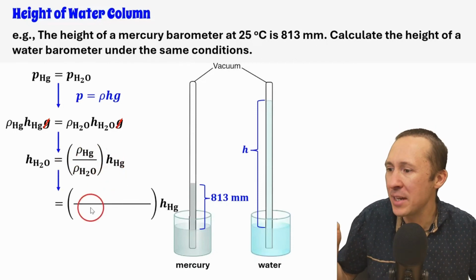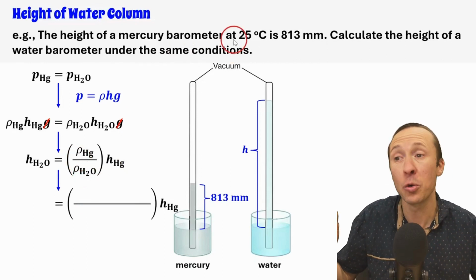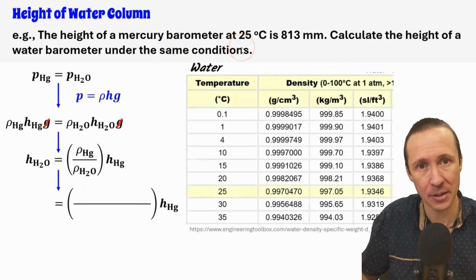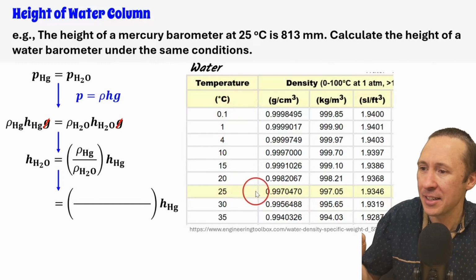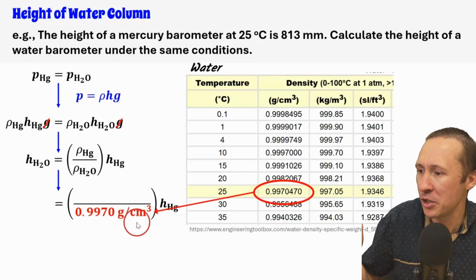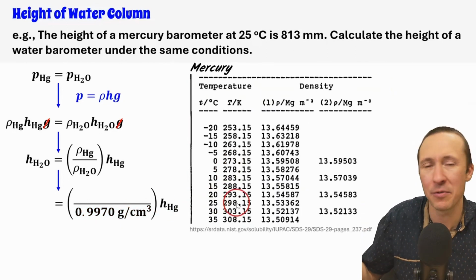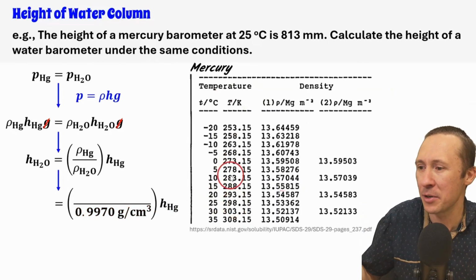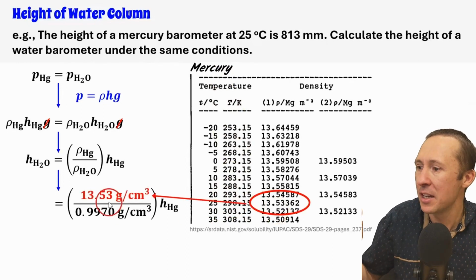Now, at this point, we need to plug things in. We need to know what the density of mercury and water is at 25 degrees Celsius, because it varies based on the temperature. I looked up in the engineering toolbox you can see online, the density of water at 25 degrees Celsius is 0.997-ish grams per centimeters cubed. So we'll plug that in there. And then if we look at the data tables, this is from the NIST website, the density of mercury at 25 degrees Celsius is about 13.5336 grams per centimeters cubed. So we can plug that into here.